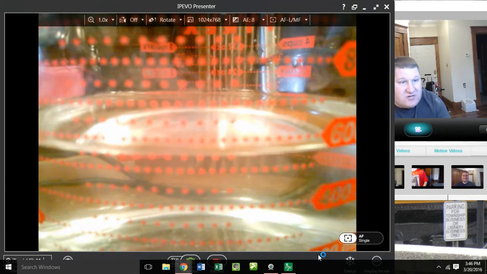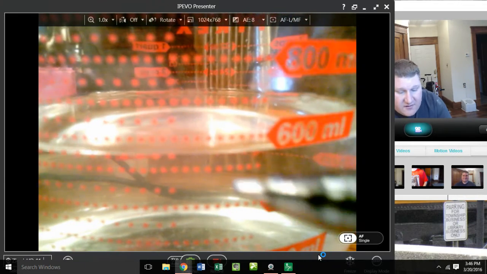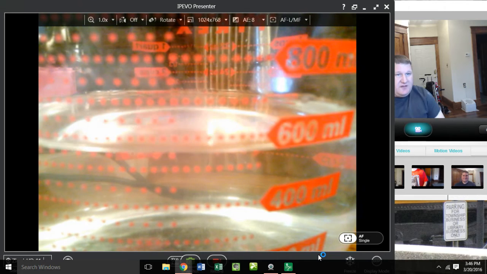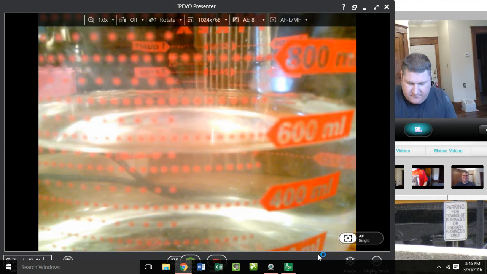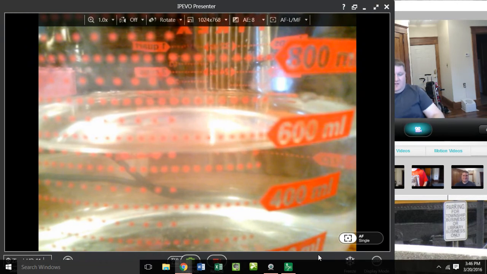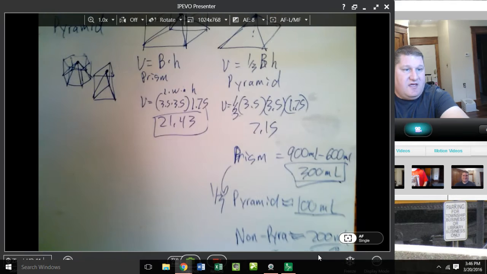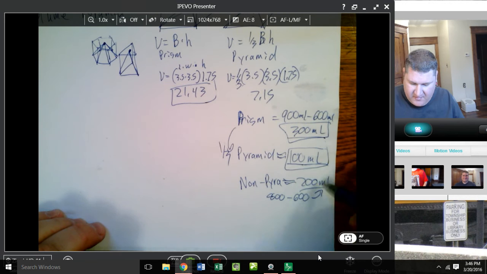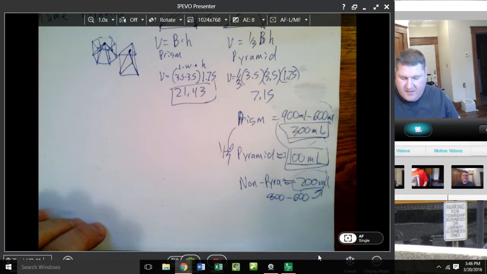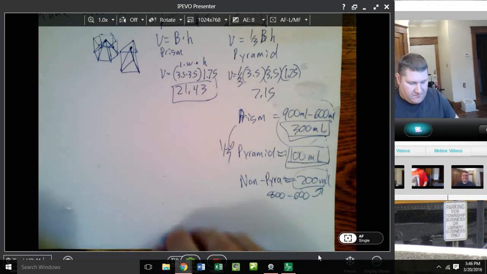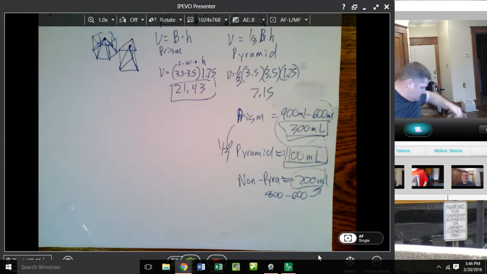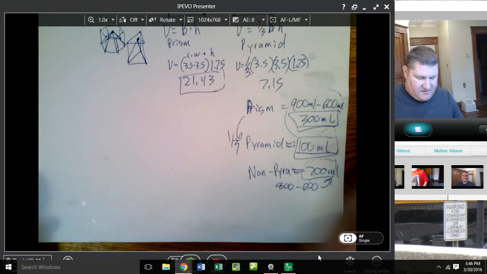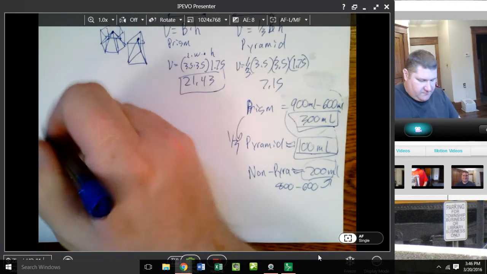Now, you'll notice we're slightly under 600. So we went from slightly under 800 to slightly under 600. That's going to equal 200 milliliters. And again, with 200 milliliters, you take the pyramid plus the parts that are not pyramid, and you get the total volume of the prism. Again, it would work whether the pyramid is straight up and down or whether it's not.